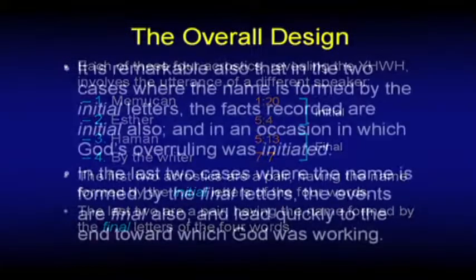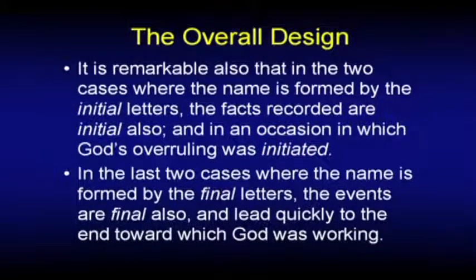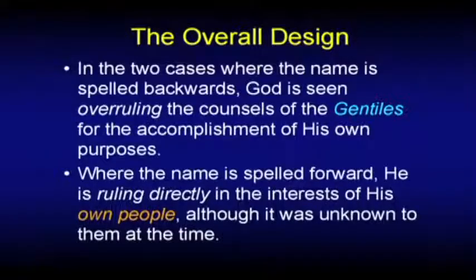Okay. It's remarkable that in the two cases where the name is formed by the initial letters, the facts recorded are initial also, on an occasion where God's overruling counsel was initiated. In the last two cases, where the name is formed by the final letters, the events are final also and lead quickly to the end toward which God was working. So the structure of the acrostics is almost acting like transitive verbs in the direction that they're pointing. In the two cases where the name is spelled backwards, God is seen overruling the counsels of the Gentiles in the accomplishment of his own things. Where the name is spelled forward, he is ruling directly in the interests of his own people, although it was unknown to them at the time.